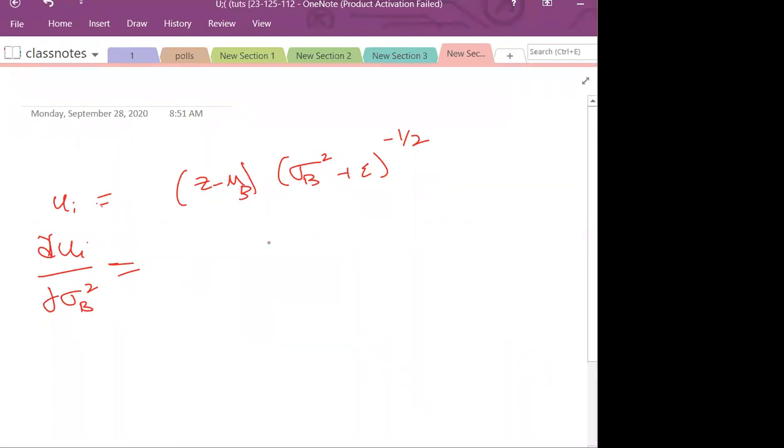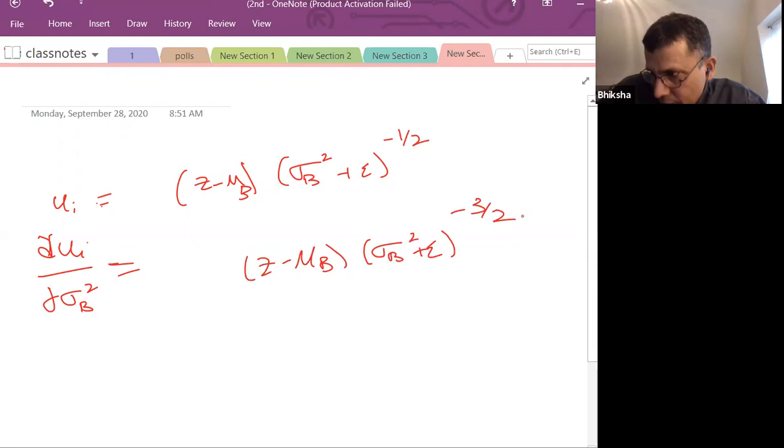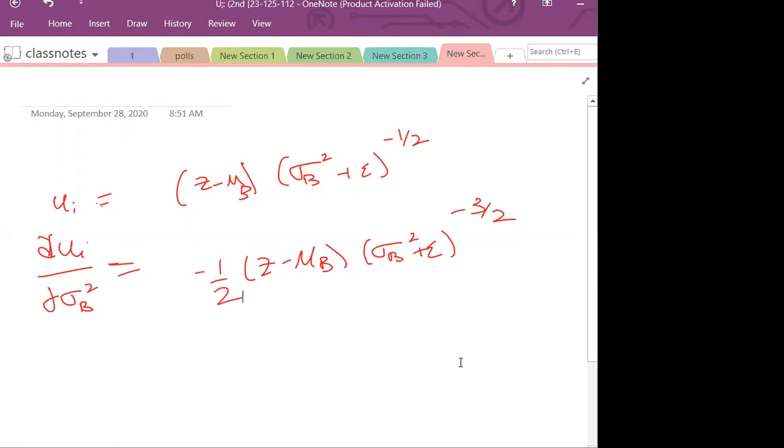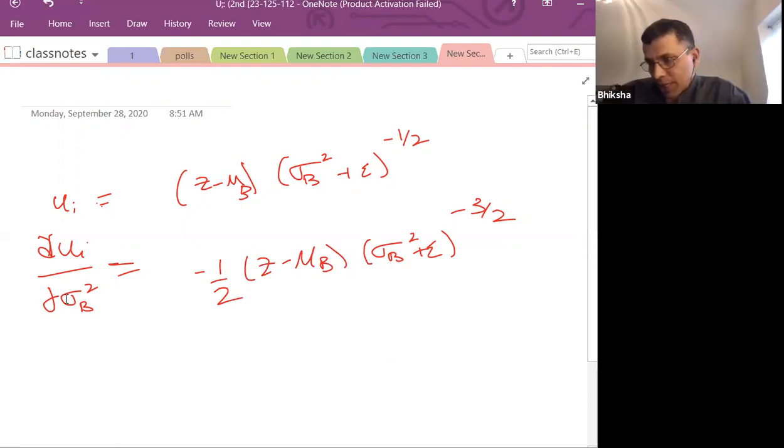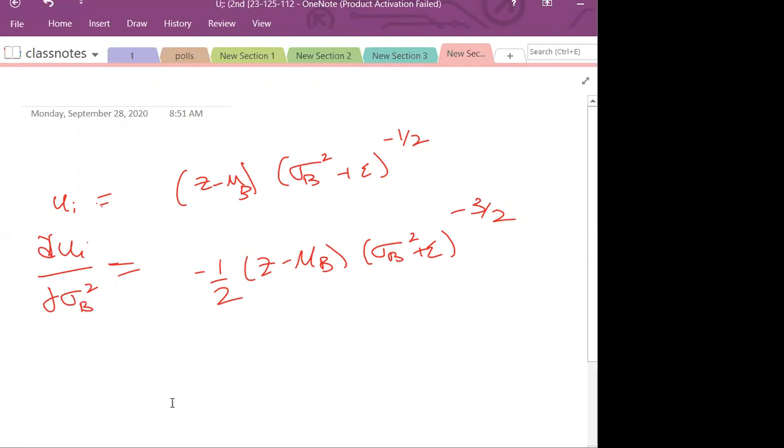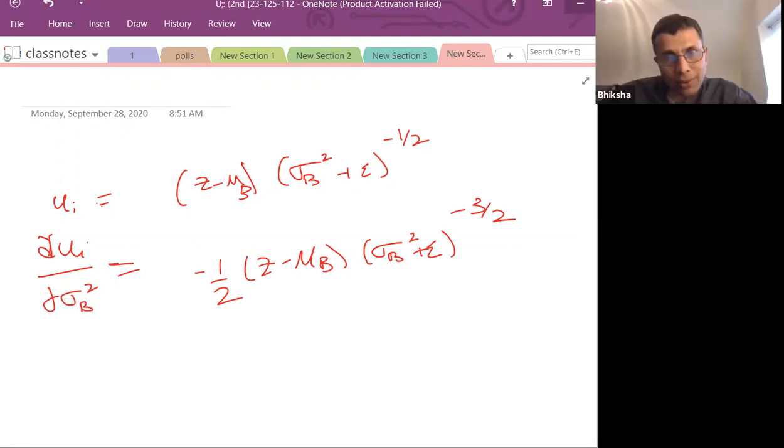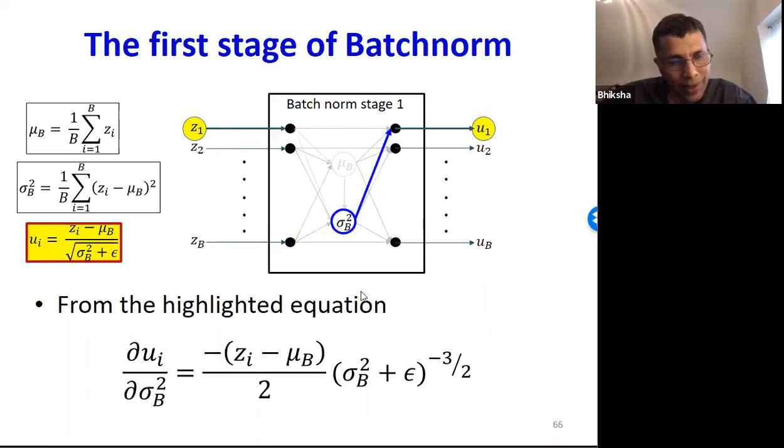Negative 1/2 times z minus mu b times sigma squared plus epsilon to the negative 3/2. Is it going to be 1/2 or minus half? It's just going to be minus 1 because you have to do the inner chain. No, this is with respect to sigma squared. Oh, sorry. Then yes, minus 1/2. Right. So there you go. Easy. That wasn't so complex, was it? And so I've got this term that gives me the derivative for this connection.